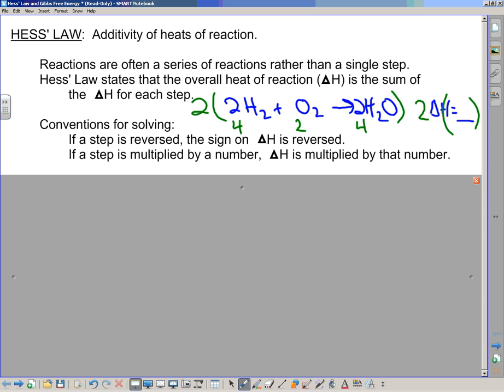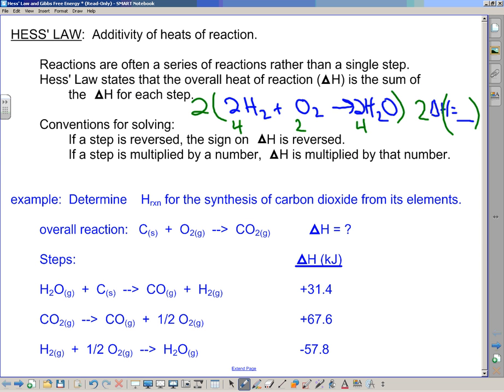All right, I'd like to go through two examples of Hess's law for you. One where we apply the first rule, and then the second example where we apply both rules. So I'll give you a moment to copy down our first reaction that we have listed here, and then we'll go over it.